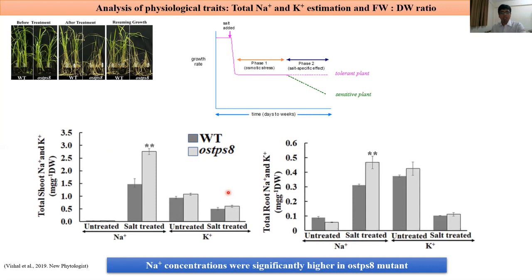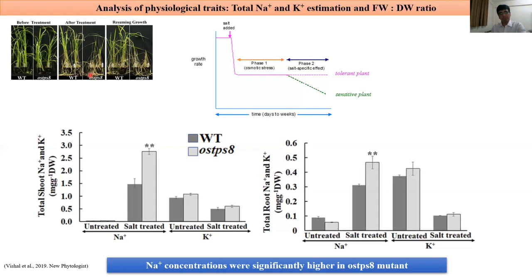In this result, you could see we measured the sodium and potassium for the control. We could see that upon salt treatment, there is an induction in the sodium concentration in the salt sensitive mutant, both in shoot and the root, but not in case of the potassium ion. So that says that specifically sodium ion toxicity is responsible for the drastic reduction in the vegetative tissue because of the salt stress.